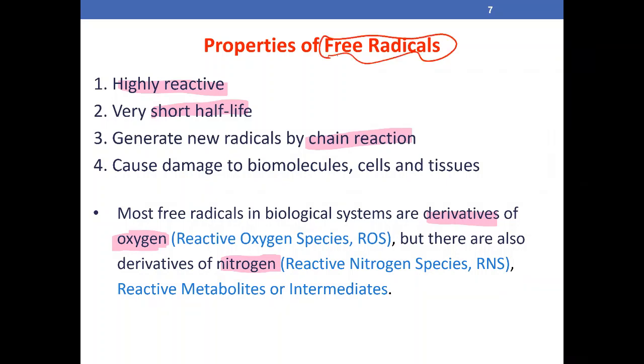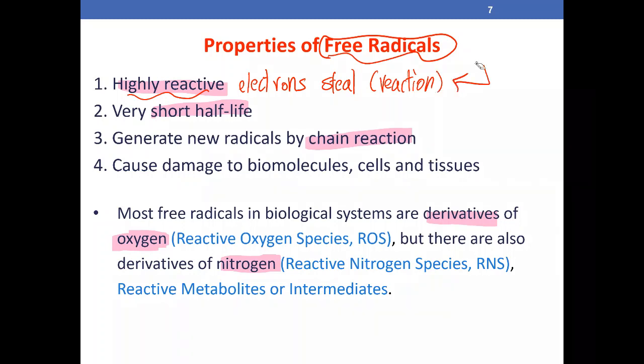what are the properties of free radicals? What do they do? So number one, they're highly reactive. We saw the reason they're highly reactive is because they're missing an electron. There's no electron, so they try to steal electrons. And when they steal these electrons, that's called a reaction. And when they react with other molecules, they make them unstable. And that basically leads to the instability of the molecule and eventually the breakdown of the function.